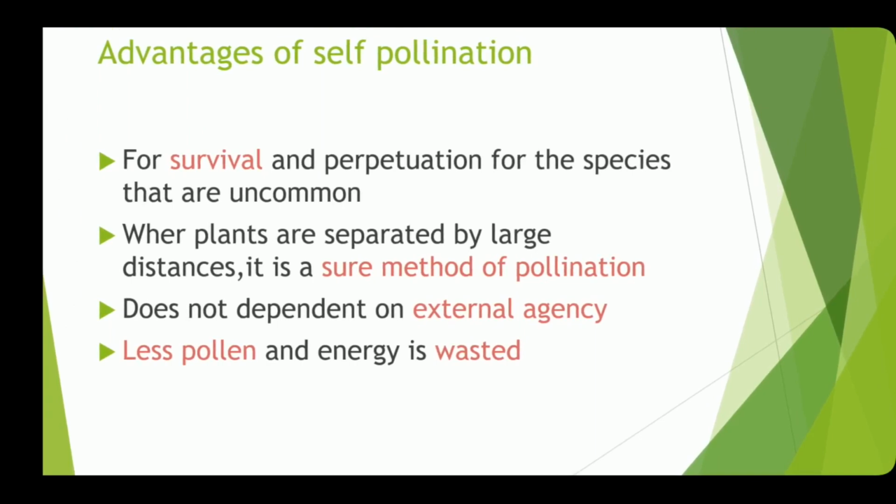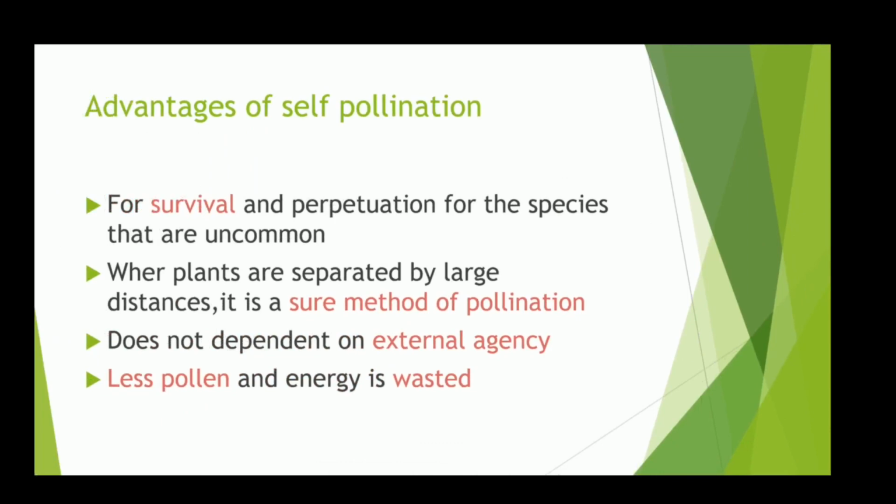Then, it does not depend on external agency. For self pollination, external agency does not work because it happens naturally. So external agency is not needed. It means that even if external agencies or pollinators are not available, self pollination occurs in them. Then less pollen and energy is wasted. Pollen grains are not so much wasted, and energy is also not wasted, because energy like wind energy or water energy is not needed to carry them to a long distance, because it is self pollination. So all these are the advantages of self pollination.